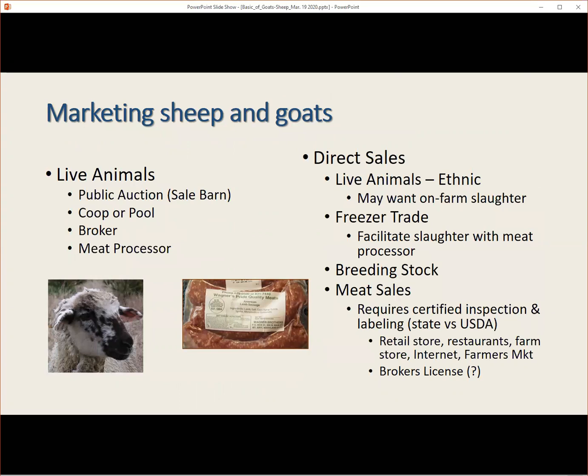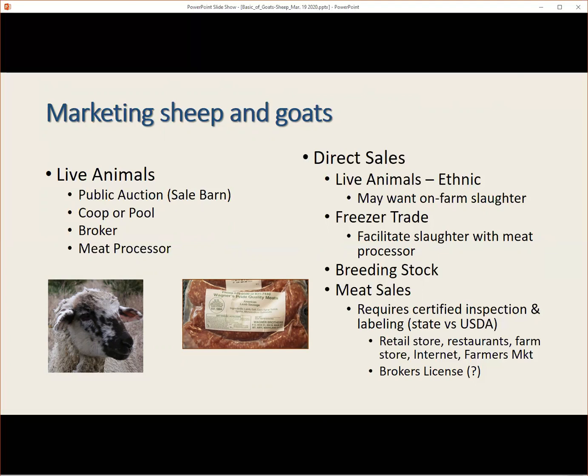So besides marketing sheep and goats as meat or live animals, we can take them to public auctions. There are some co-ops and pools in the state. We do have lamb and goat brokers around the state that go out and try and bring in animals, because Chicago is the largest slaughter of lamb and goat meat in the United States, as well as local meat processors.